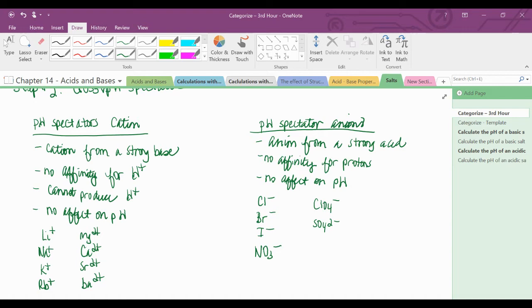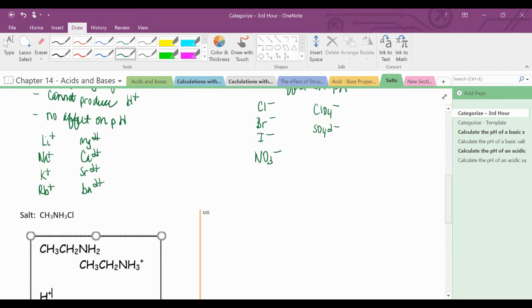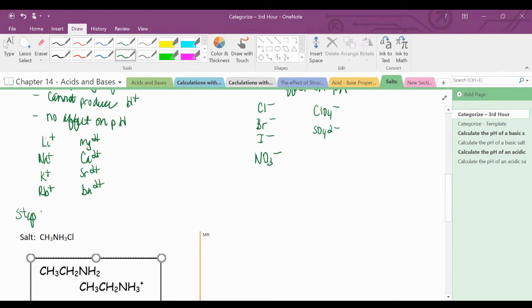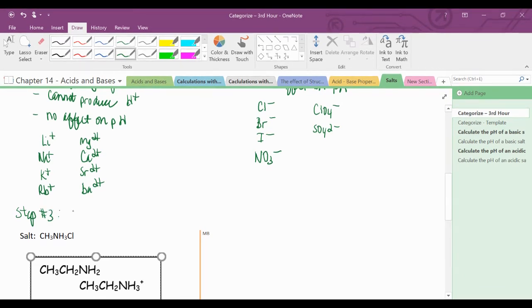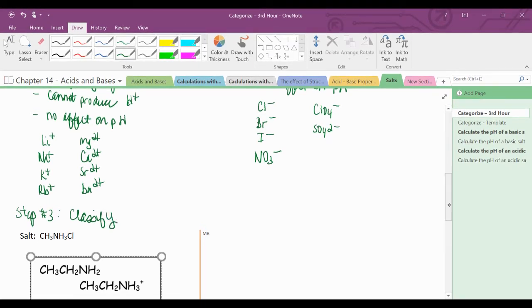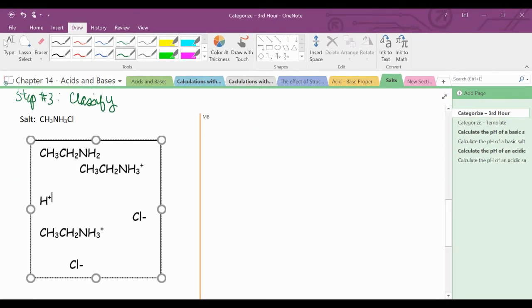Okay, so now let's be specific about classifying. So that's the step number 3 part. And then we're going to look at some examples. Okay, so here's the first example we're going to look at. My salt is CH3NH3Cl, and I'm going to follow the steps. So we are going to write its dissociation equation.